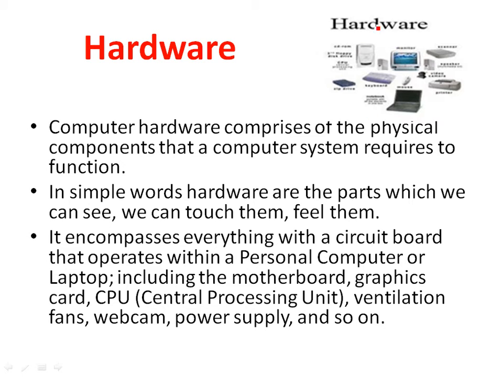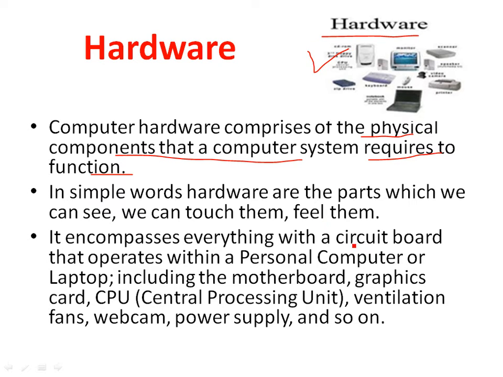First we see the hardware. Hardware comprises the physical components of our computer system which are required to make it function in the proper fashion. In simple words, all the parts which we can see, which we can touch or feel, are known as the hardware, because software we can't see with our eyes, we can't touch it and we can't feel it, but for the physical components we can do all these things.